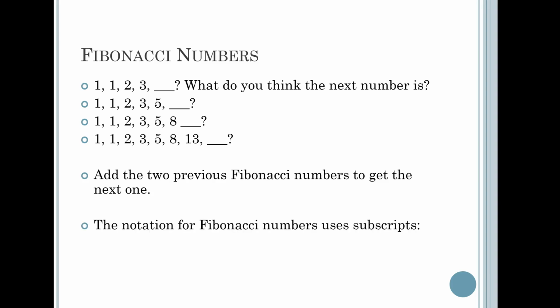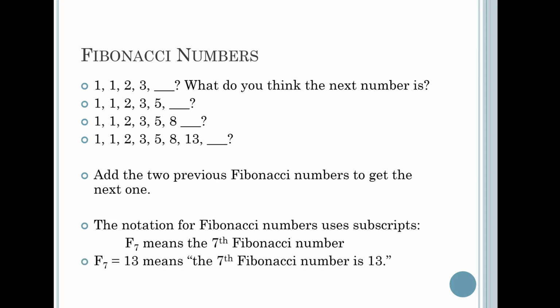So the notation for Fibonacci numbers uses subscripts. So for instance, F7 means the 7th Fibonacci number. And what I'd like you to do is get the next Fibonacci numbers, F9 and F10. So F7 is 13 right here. So I'd like you to try to get this one. That's going to be F8. And then keep going so you can get F9 and F10. Pause the video until you've gotten all three of those.